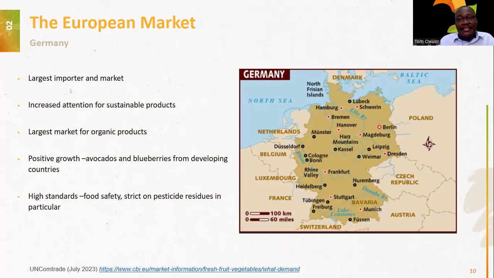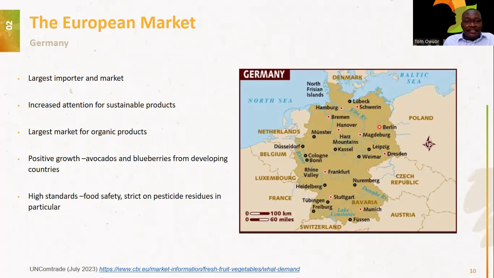Germany remains the largest importer of organic products. And therefore, those of us who are aspiring to get organic certification, the place to be is the German market. And of course, there is positive growth in avocados and blueberries from developing countries, among some other value chains that you need to think about before you get into the market.